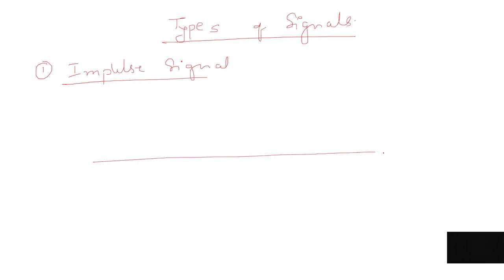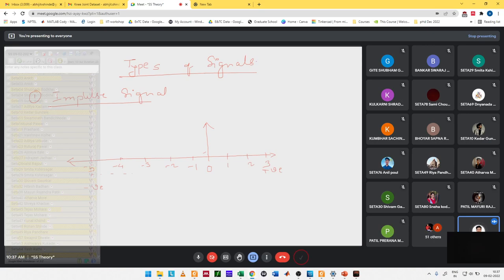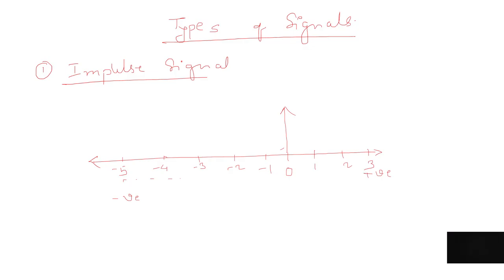So if I say a signal is impulsive, before that time it will not do anything. This is negative and this is positive, might be minus 5, minus 4, minus 3, minus 2, minus 1. In this region it will not do anything. As soon as it is 0, it will give some amplitude, and after that it will not do anything. Just for that moment it will give an amplitude.